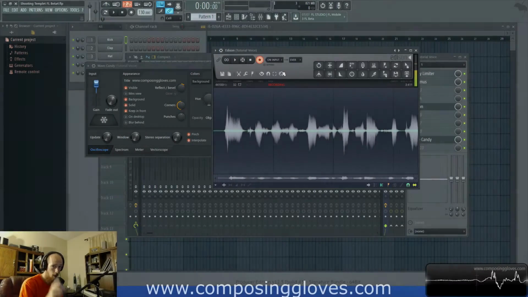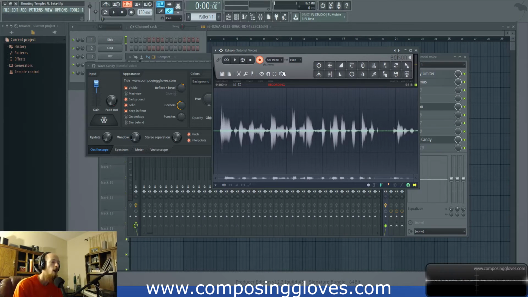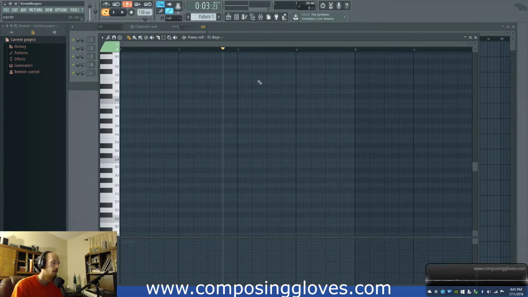Hey, Composer Gloves here, and today we will be talking about the perfect authentic cadence. What is this? What is this trickery? Well, you want to know the perfect authentic cadence.